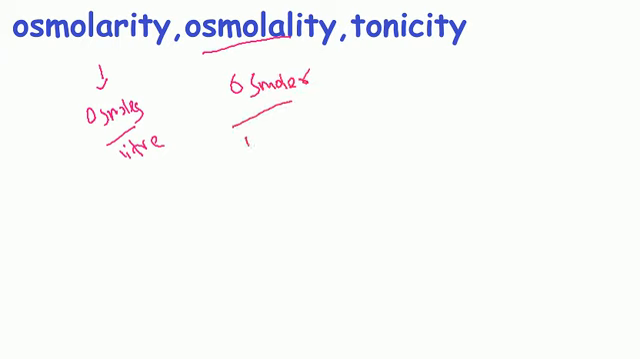So the topic is osmolarity and tonicity. Osmolarity is expressed as osmoles per liter, and osmolality is osmoles per kg of solvent. That is to be remembered. Osmolality is of solvent, and osmolarity is per liter of solution.